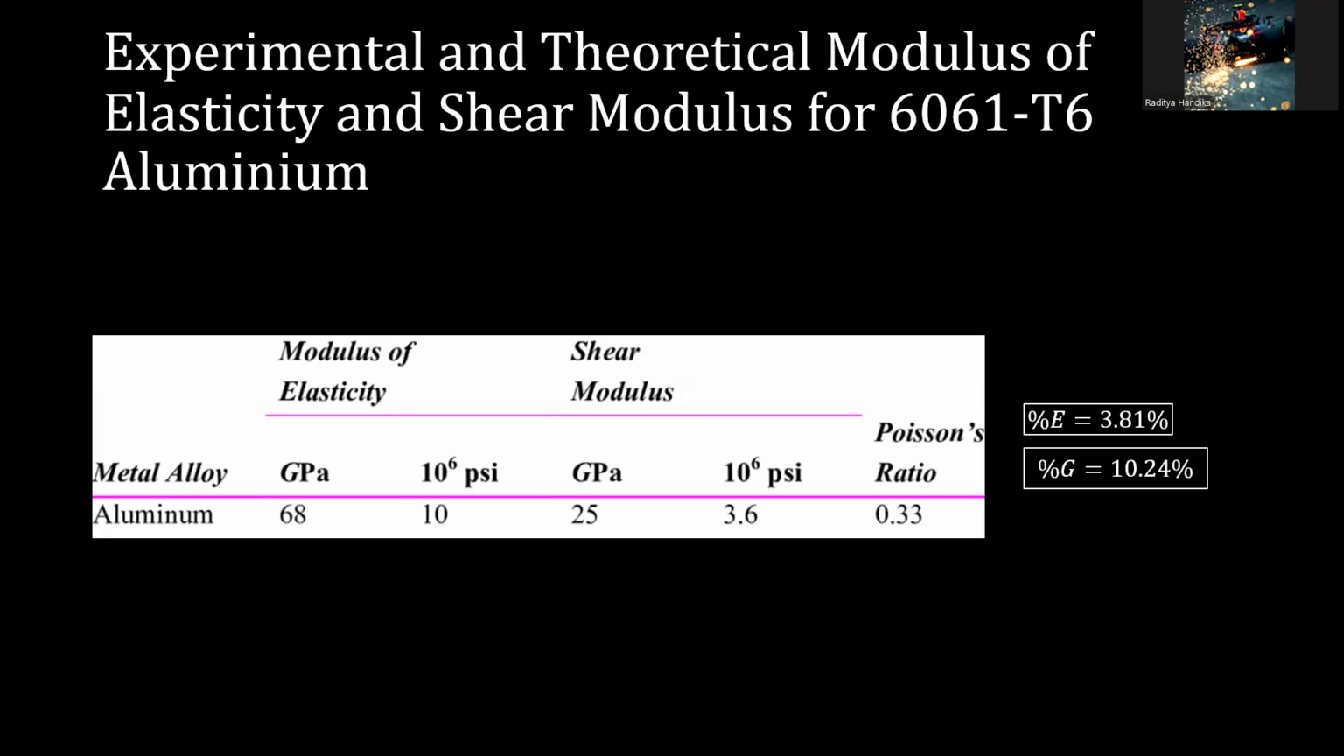And in this slide, we show the comparison between the theoretical value found in reference and the experimental value obtained from the experiment. And there is also a small error between the theoretical and experimental value. So the error for the modulus of elasticity or Young's modulus is only 3.81%, and for the shear modulus is only 10.24%.